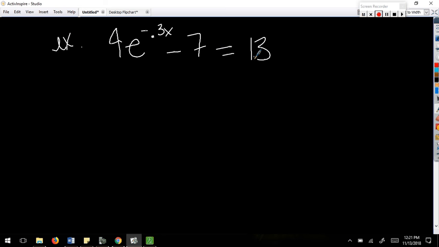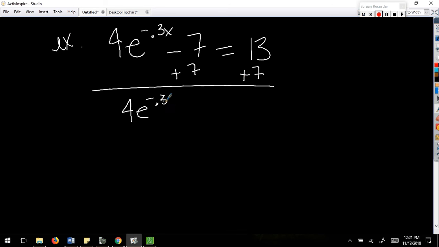Good job, Colin. There's a button on your calculator, and you use it the same way you use log. Yes, Olivia, after you add the 7. Did y'all hear the question? We have to isolate that exponential piece, and divide by 4. So is the exponential piece now isolated?